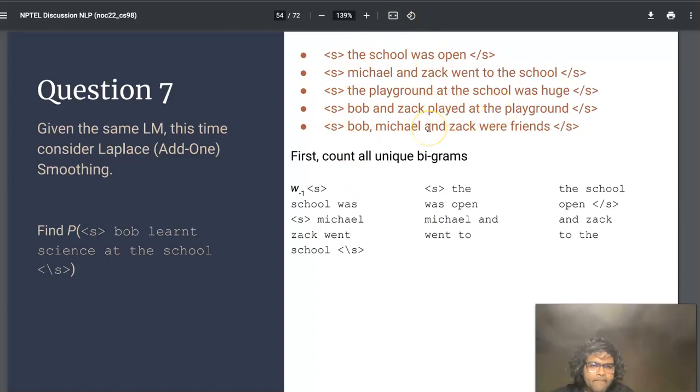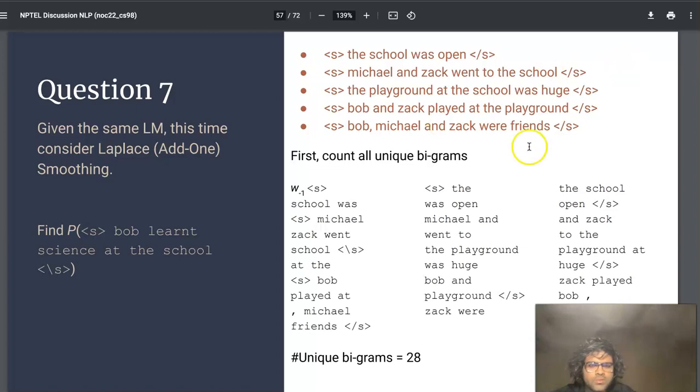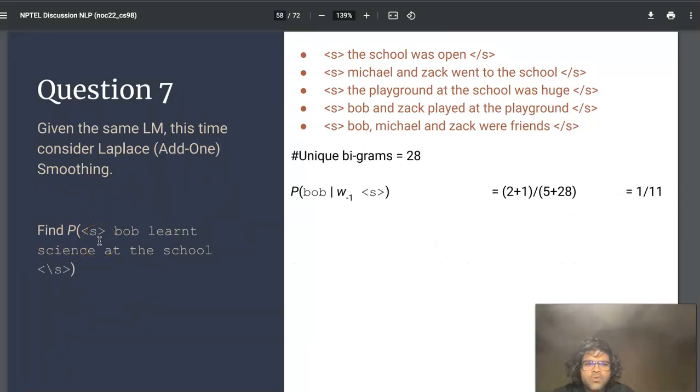So the total number of unique bigrams is 28. Sorry, the unique bigrams is 20. So then what will be the vocab size of this language model? 28, because 28 different bigrams are there. Now you need to calculate the probability of the whole sentence. How will you go forward?